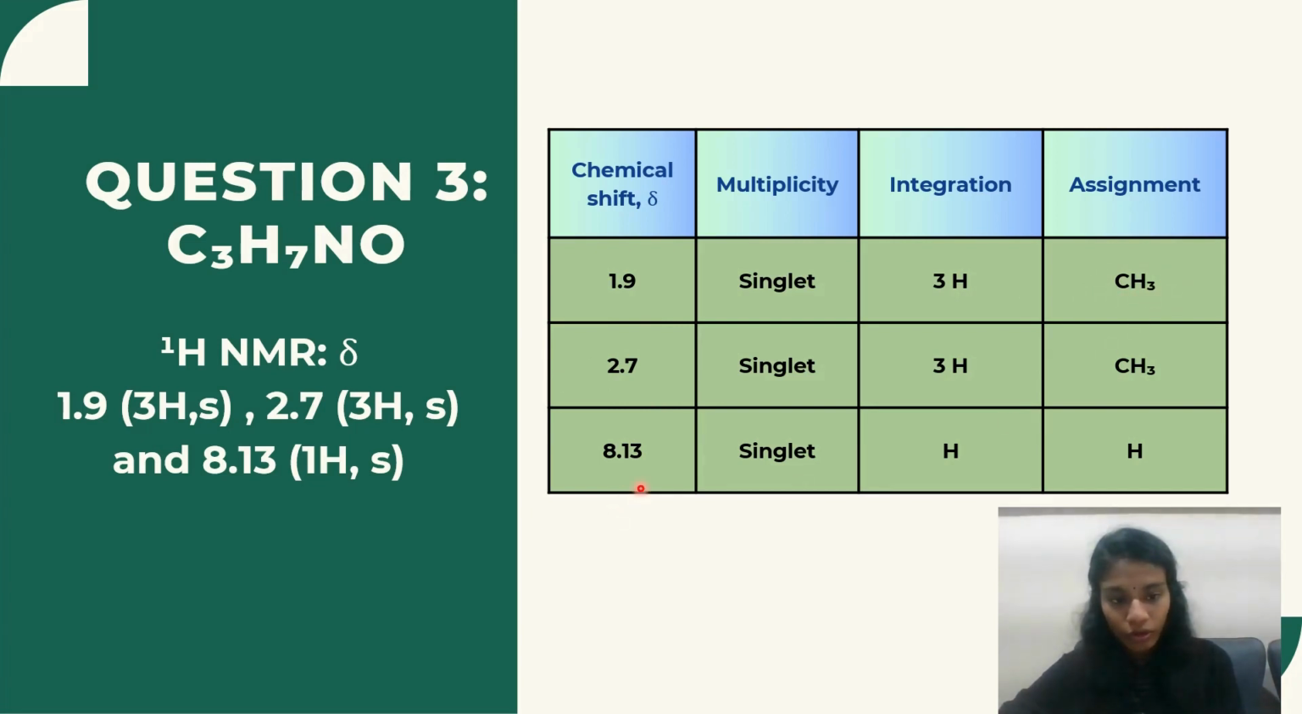At the chemical shift of 8.13, the integration is 1H, so the assignment is H. So we need to find whether the H is attached to N or not, because in the molecular formula we have a clue that it could be attached to the N.